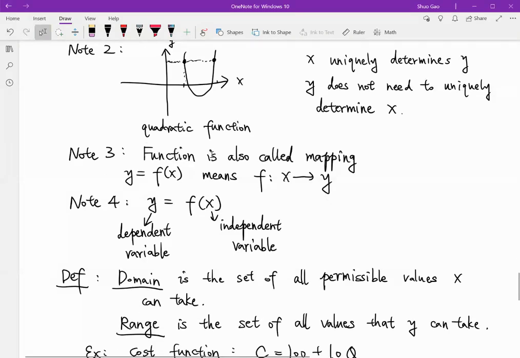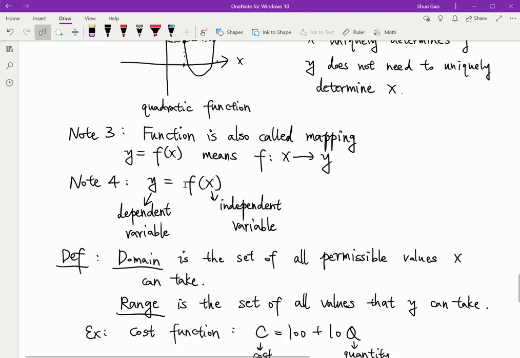And the third note: function is also called mapping. So y equals f(x) can also be written as f: x to y, right? This notation means there's a function called f, or a mapping called f, such that it maps x to y. For a given x, you can find a unique y that can be mapped from x. So this is just another way of saying function. These two notations are equal to each other.